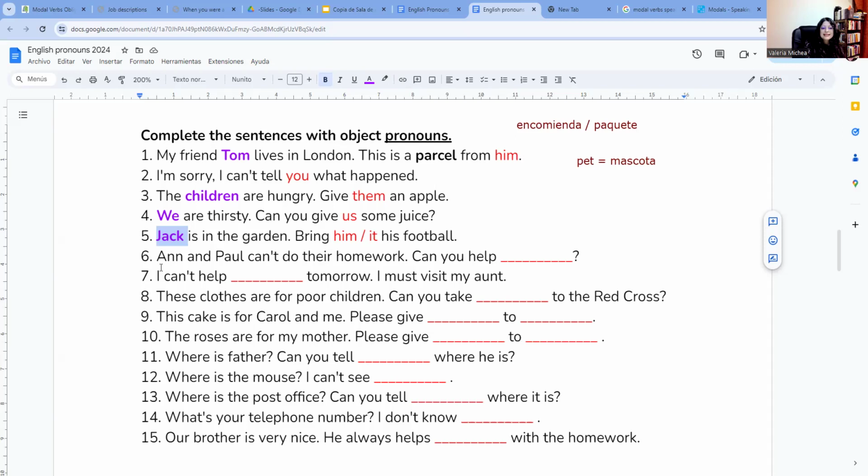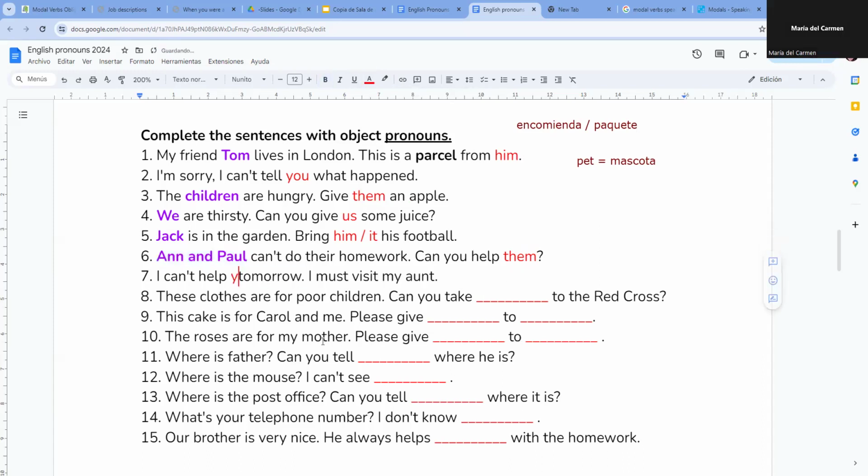Then we have number 6. Anne and Paul can't do the homework. Can you help them? Yes, help them. Ayudarlos a ellos. Them. We have Anne and Paul. Very good. And then we have: I can't help you tomorrow. I must visit my aunt. You. I can help you. I can't help you tomorrow. I must visit my aunt.